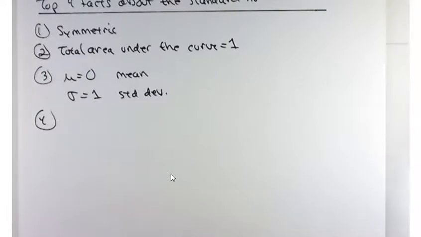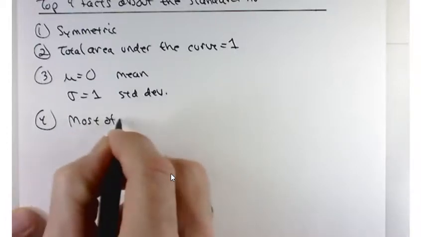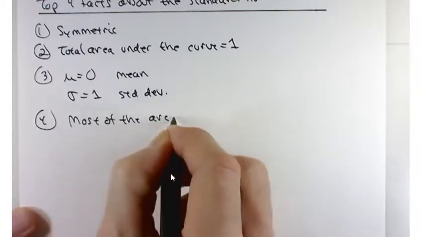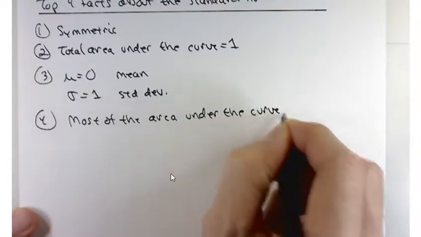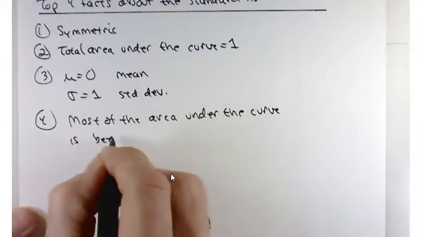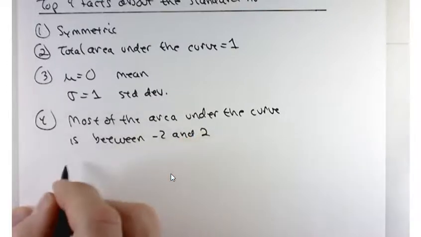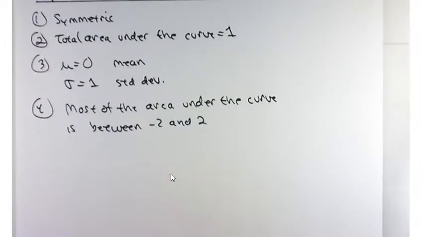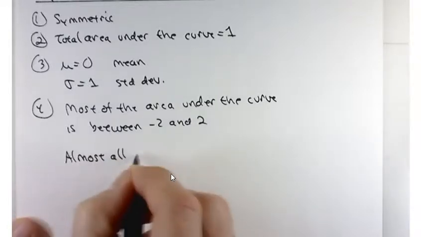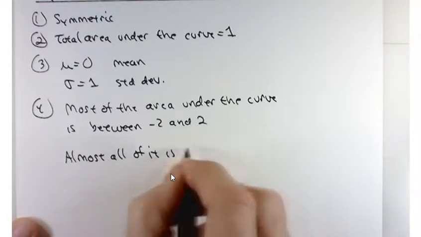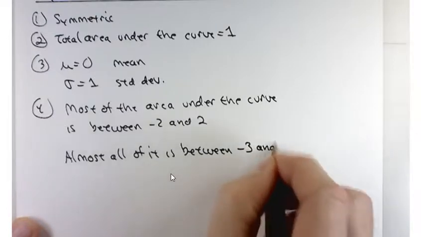Most of the area underneath this curve is going to be between -2 and 2. Most of the area under the curve is between -2 and 2. And almost all of it is between -3 and 3.